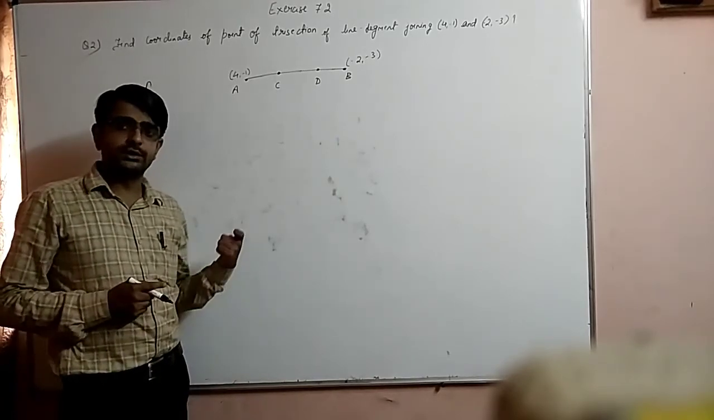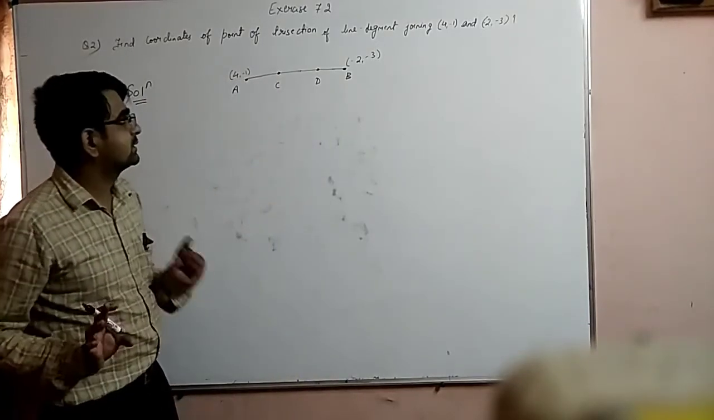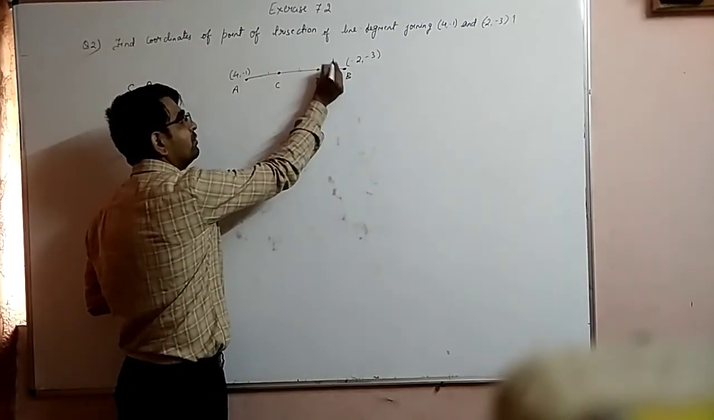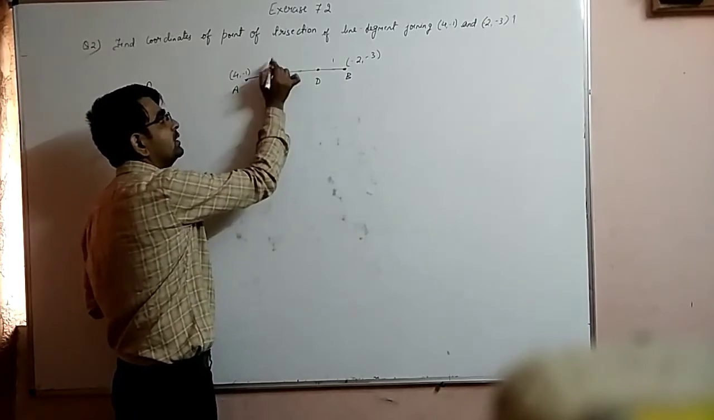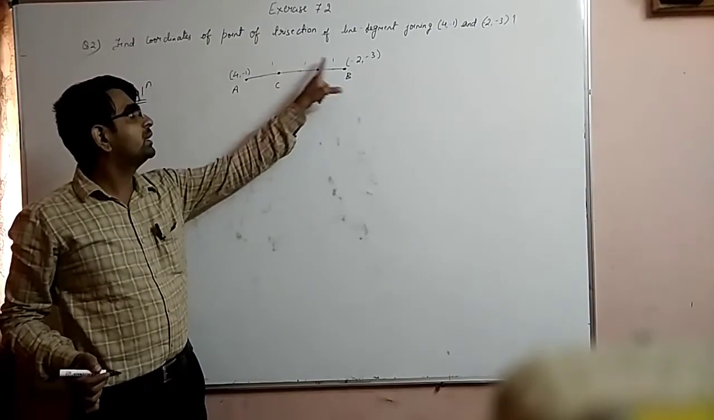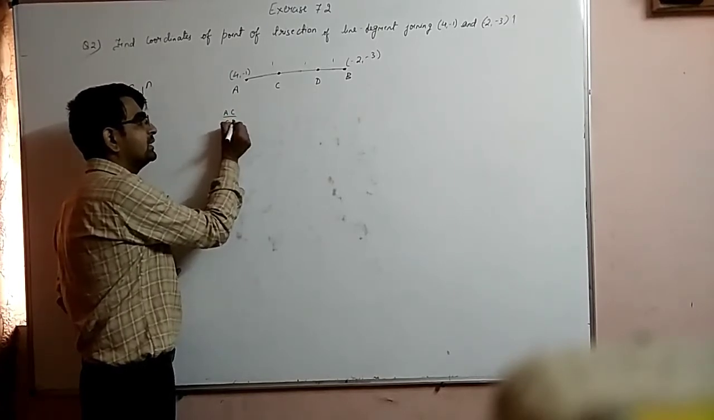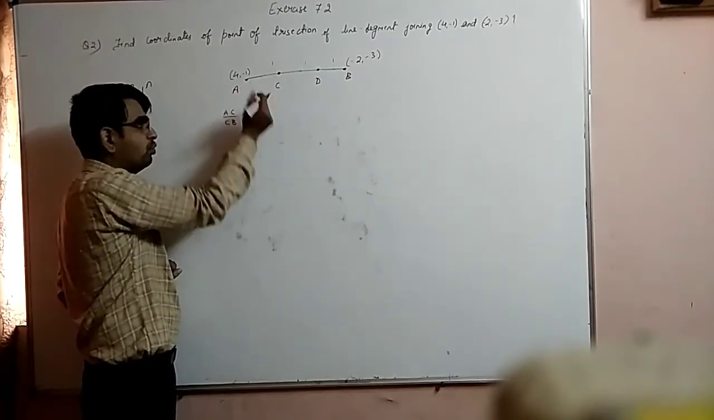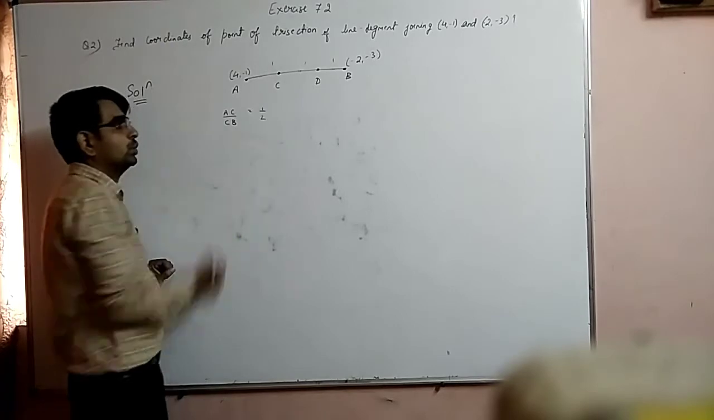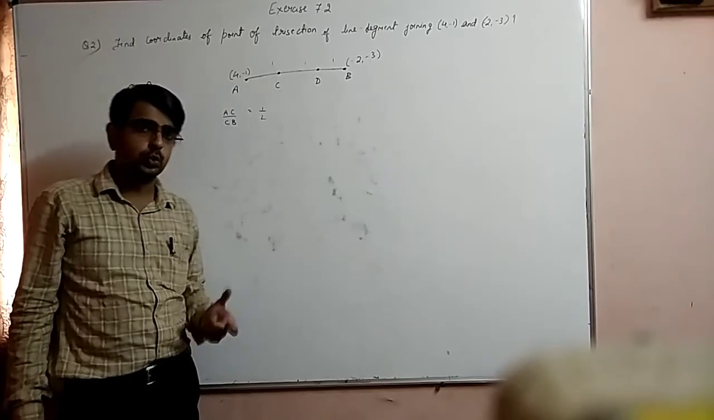First we need to find the coordinates of C, then we need to find the coordinates of D. Now suppose these parts are equal, so let there be 1, 1, 1. This is only for understanding. Now CB is 1 plus 1, 2. So what will be the ratio of AC by CB? See, this AC is 1 and CB is 1 plus 1, 2. So AC by CB, the ratio will be 1:2.